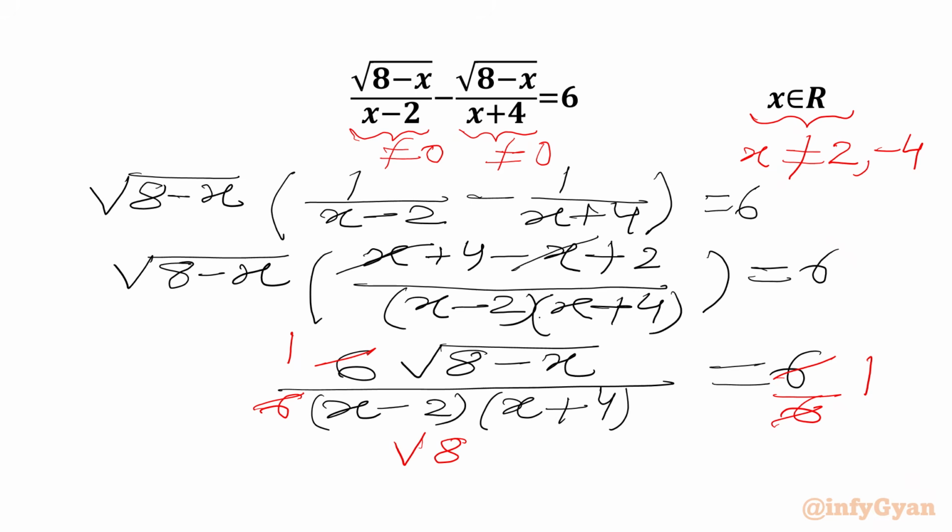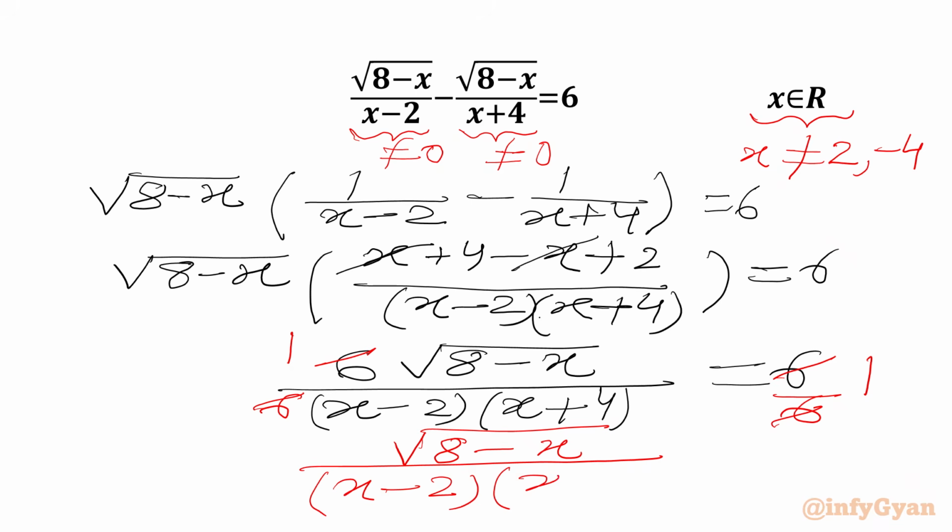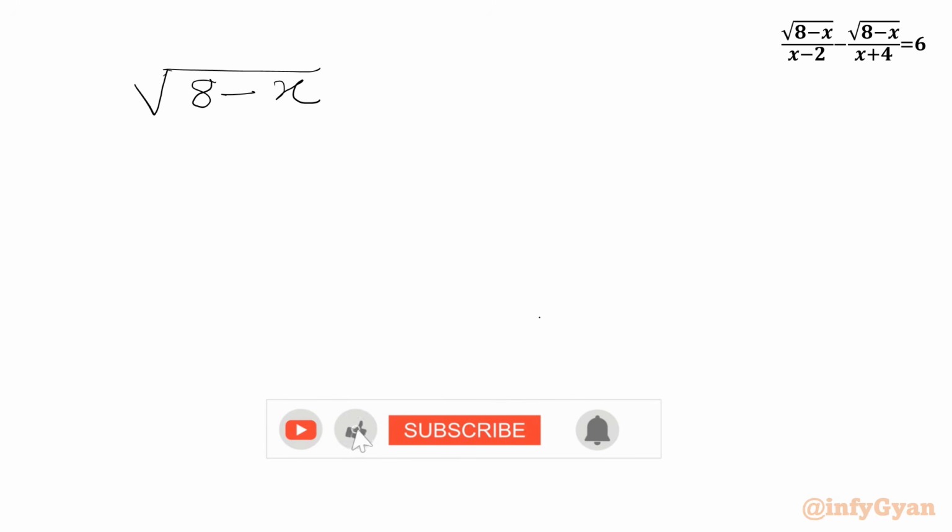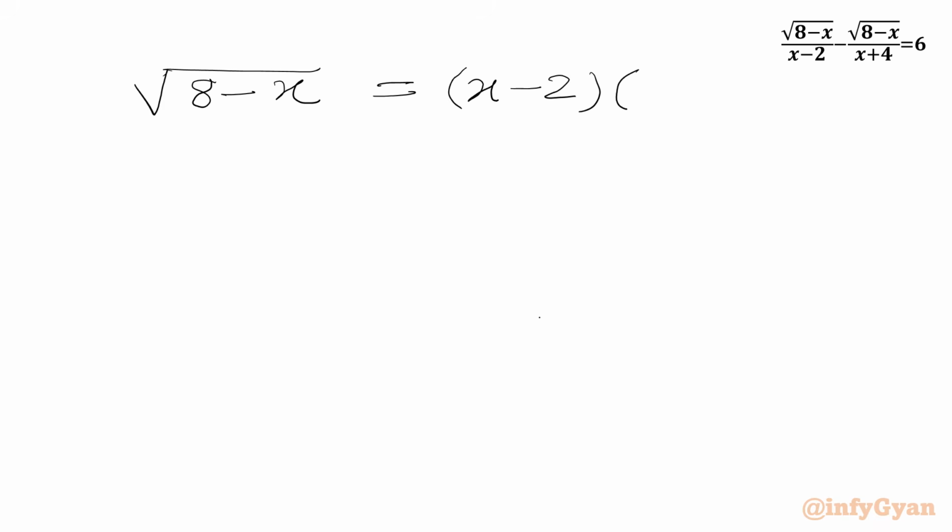Equation will become square root 8 minus x over x minus 2 times x plus 4 equal to 1. As per restriction on x, x cannot be 2, x cannot be negative 4. We will cross multiply or we will multiply our equation by x minus 2 times x plus 4. We will get square root 8 minus x equal to x minus 2 times x plus 4.